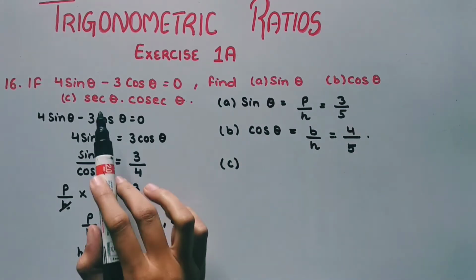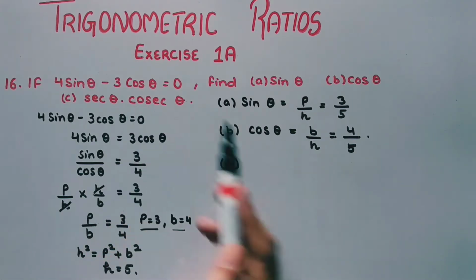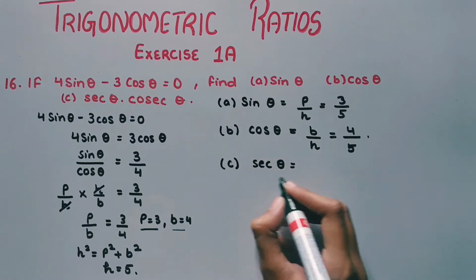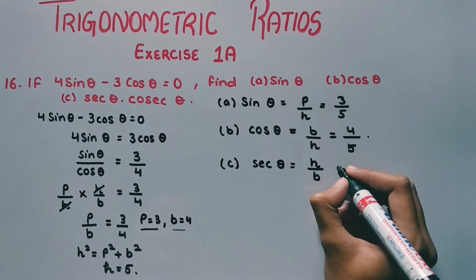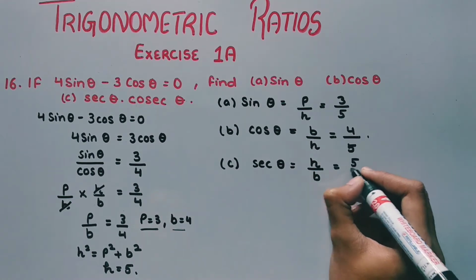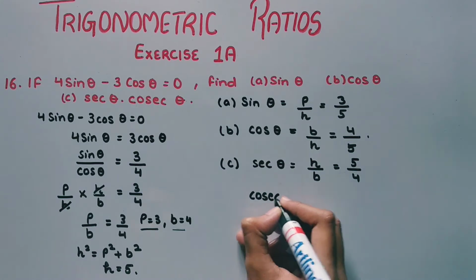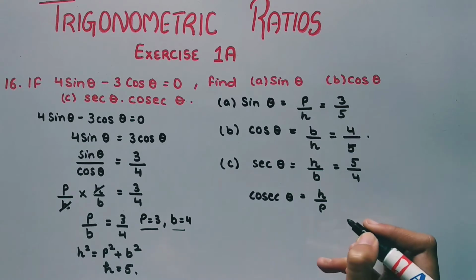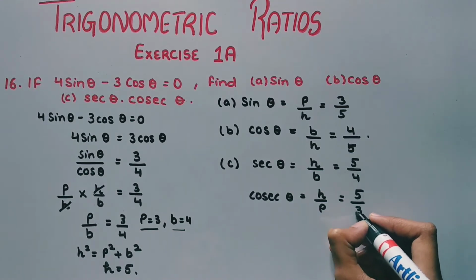Third, we have is secant theta multiplied by cosecant theta. We will solve individually. We have secant theta. Secant of any angle theta is the ratio of hypotenuse by base. We have value of hypotenuse 5 and that of base 4. Cosecant of angle theta is hypotenuse divided by perpendicular. We have value of hypotenuse 5 and perpendicular 3.